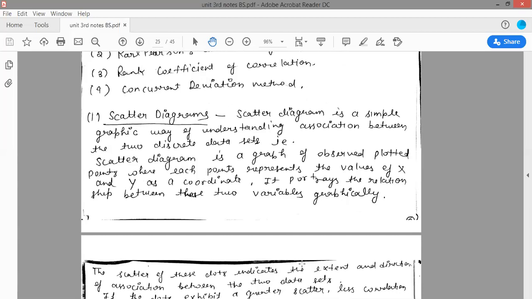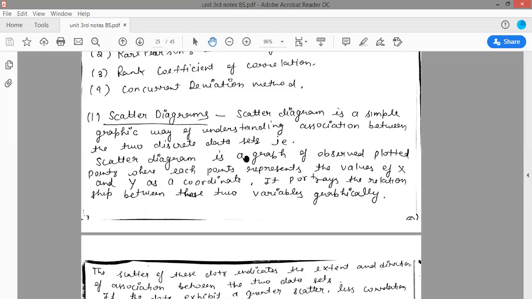So first one is here, scatter diagram. A scatter diagram is a simple graphic way of understanding an association between two discrete data sets. That means we can see diagrams means there will be a graphic way. It means a scatter diagram is a graph of observed plotted points where each point represents the value of x and y as a coordinate. It portrays the relationship between these two variables graphically. We can see that for the graph we need x and y axis.